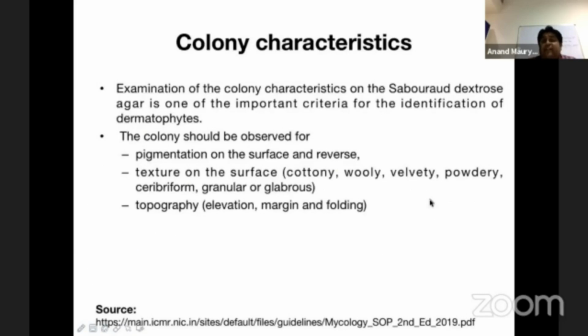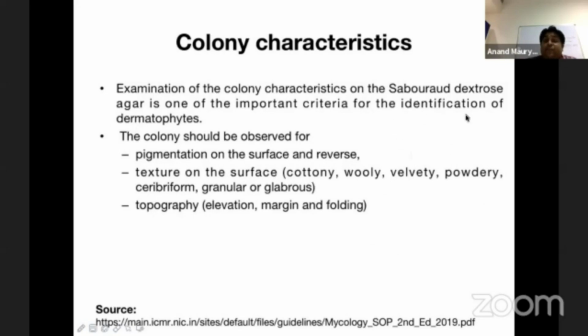So in the colony, characterizing the pigmentation on the surface and the reversal on the SDA is important. The texture is also important. In the textures, you will see cottony, woolly, velvety, powdery, and sometimes granular. These types of presentation are generally seen on the texture or the surface. And in topography, there is the elevation, margins, and the folding. So these are very helpful observations in the identification of the dermatophytes.